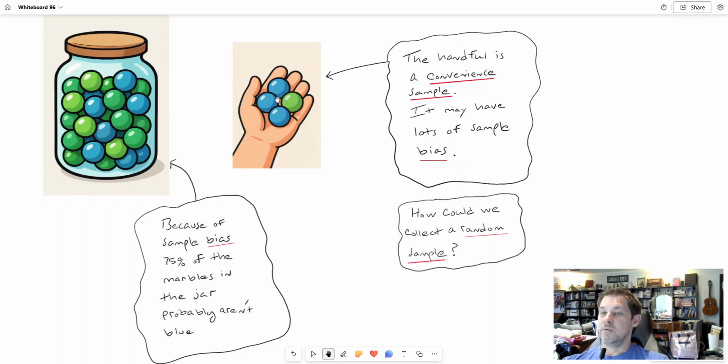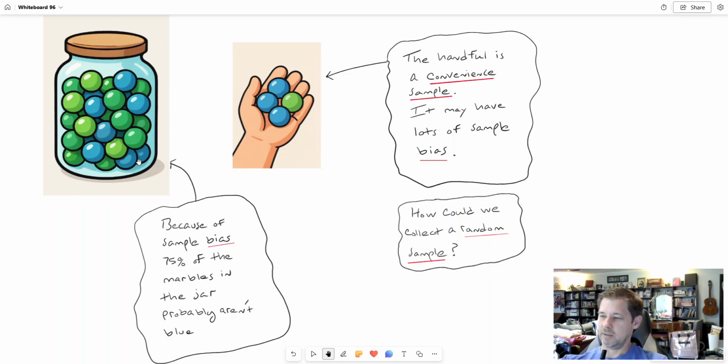In my handful, 3 out of the 4, or 75%, of the marbles were blue, but that doesn't mean that's what the jar is like. We want our sample to be as much like the population as is possible. In my case, me just reaching into the jar and taking some of the ones on top, that's called a convenience sample. And it probably doesn't represent what the jar's really like because I just took the ones on top. What if, for some reason, the blue ones had settled to the bottom or the green ones had settled to the bottom and they weren't mixed all the way through?